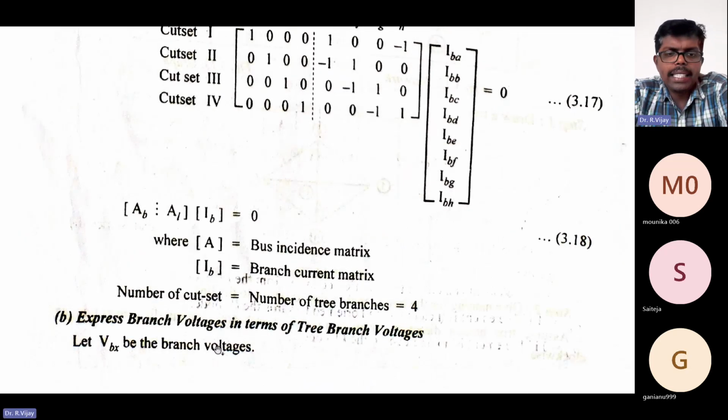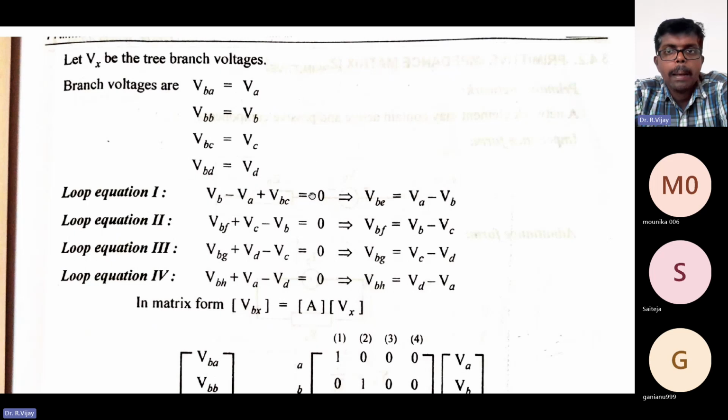Next, express the branch voltages in terms of the 3 branch voltages. Let VBX be the branch voltages, and let VX be the 3 branch voltages.